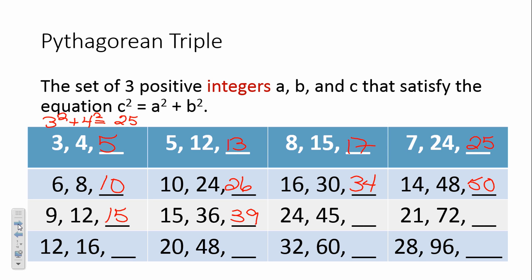Okay, so we found our base ones, and now if we double them, we get our next row, double, double, double, triple, triple. When we triple 17, 17 times 3 is 51. 25 times 3 is 75.